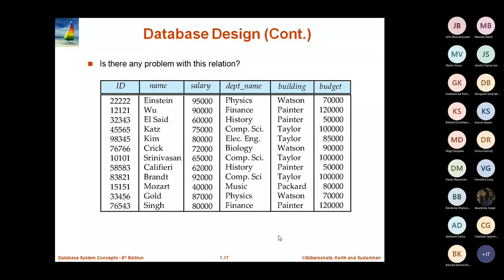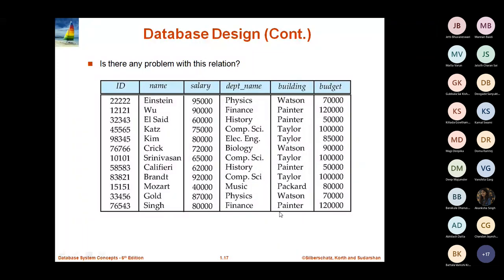Inconsistency can be an issue as well. Maybe the budget gets changed in one of the records, but for a department, the budget has to be the same, so inconsistency is introduced in the data. Absolutely. That is very important, because storage is very cheap, so we get a lot of storage. But because of the redundancy, we can have a situation where there is inconsistency.